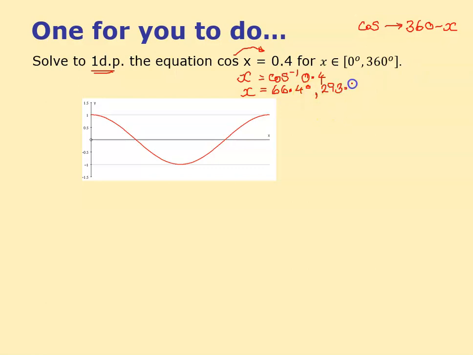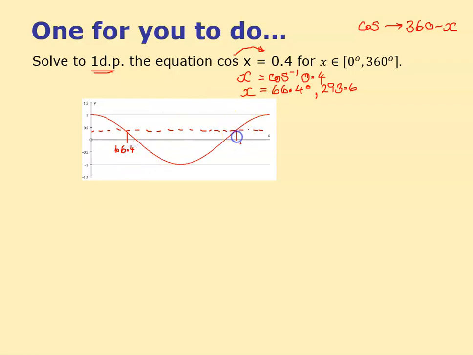293.6. Now what does it look like on the picture, just so that we make sure. It says, when is it equal to 0.4? There's 0.5, so 0.4 is about here somewhere. I'm just drawing my line, this is meant to be a straight line. So that's my first answer, and I reckon that's about 66 degrees.